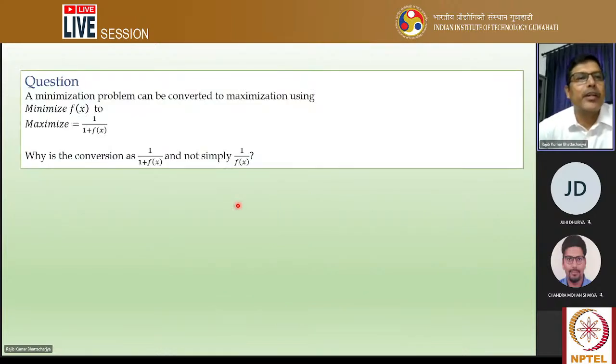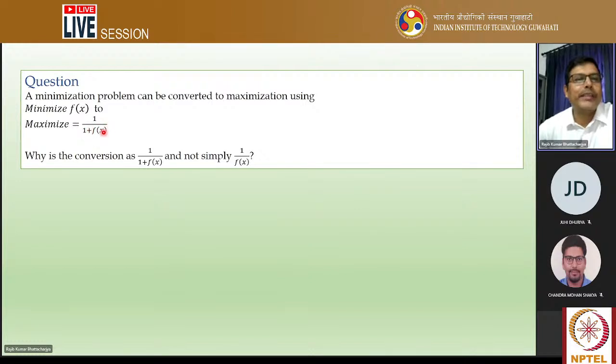Then there is another confusion about the minimization problem. I discussed this when I discussed the genetic algorithm. I said that a minimization problem can be converted to a maximization problem. So it's a minimization problem, and I can convert it to a maximization problem using 1 by fx. So here, the maximum fitness value is the fitness value of the minimization problem.